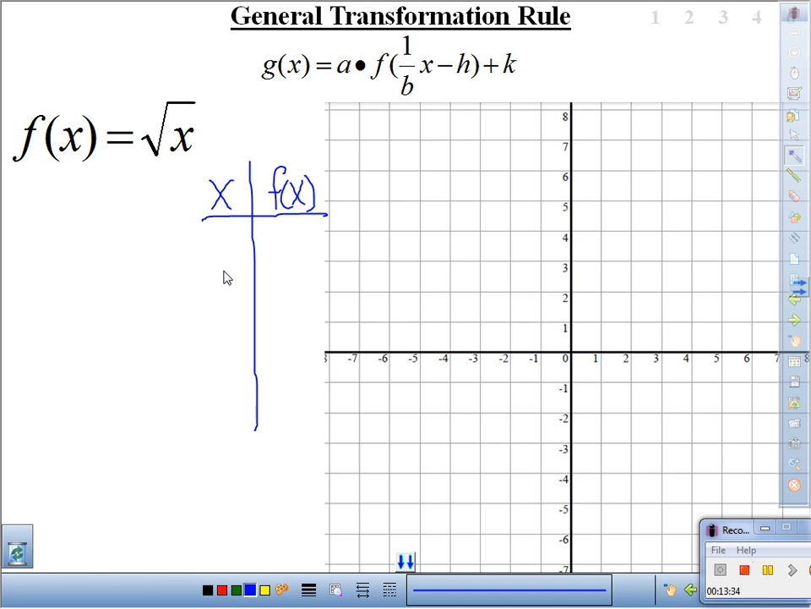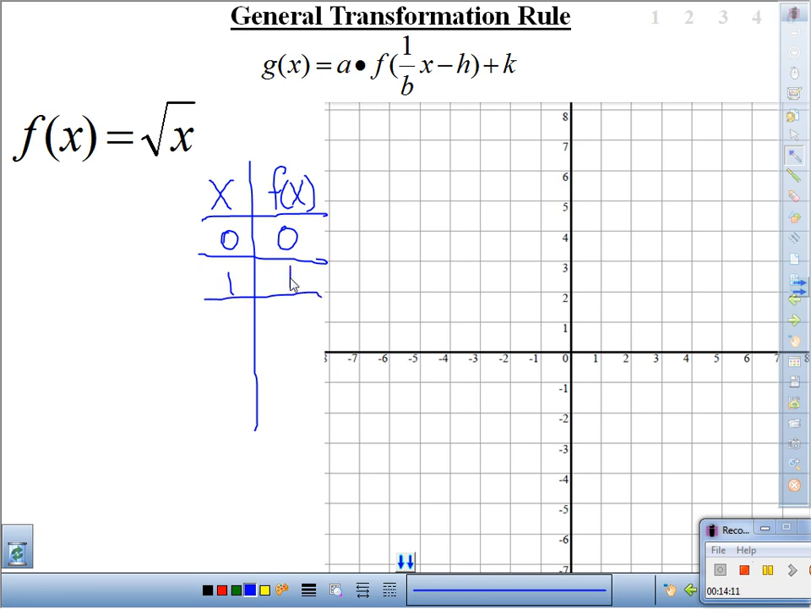Let me repeat that again. I want x values that I can find square roots of without going into decimals or estimation. So the first value I'm going to use for x is 0, because if I substitute that in there, what is the square root of 0? 0. The other easy number that I can pick for x is what? 1, because if I substitute that in here, what is the square root of 1?